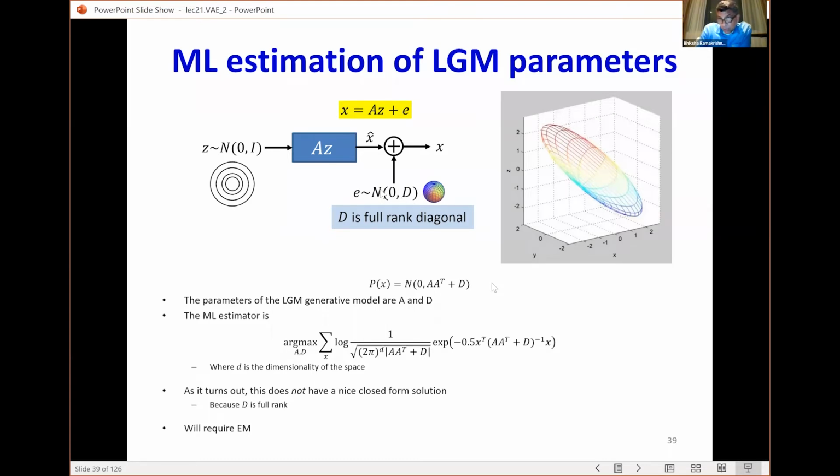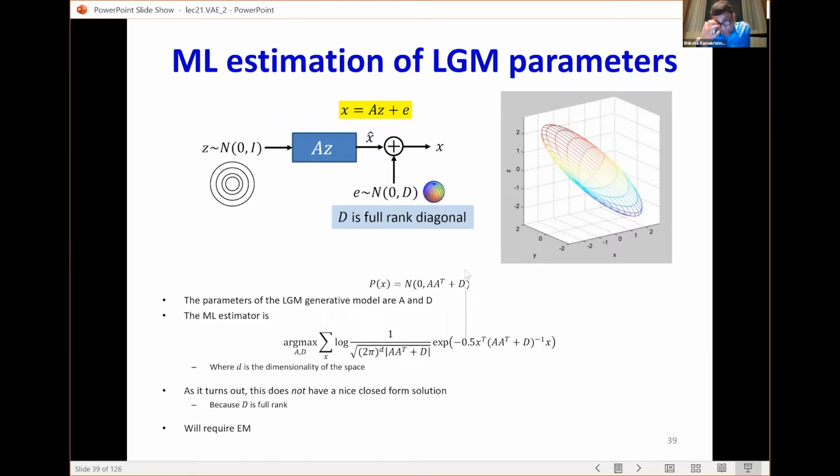What are the parameters of the model over here? Anyone? What are the parameters of the model? Does someone want to venture? With the covariance matrix, what is it you don't know? You don't know A and D, right? So if I know these two, then the model is fully specified. Take a look at the formula. The P of X is a Gaussian with mean 0, and covariance is A transpose plus D. So these are the parameters of the model.